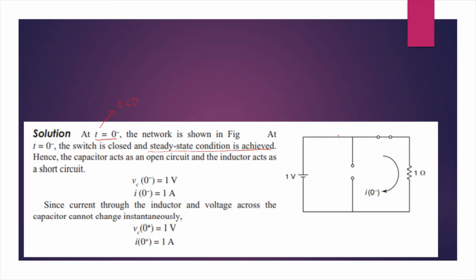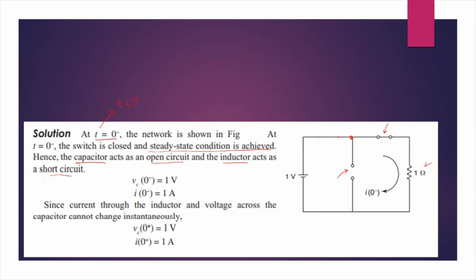This is where the switch was supposed to be, and the switch is closed. The capacitor will act as an open circuit, so you have to leave it open, and the inductor will act as a short circuit. This is for steady state condition. So the inductor you have to mark using a short circuit or a wire.